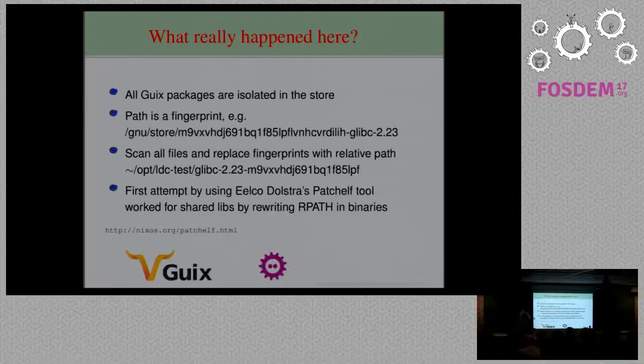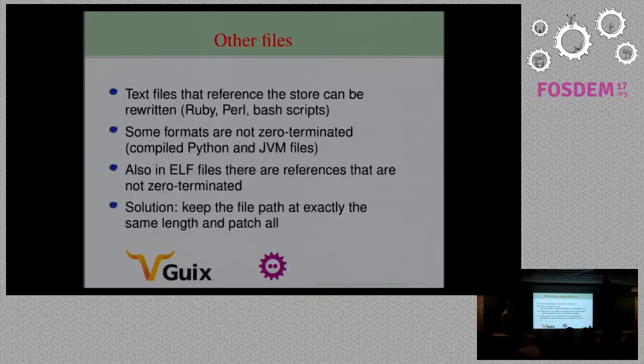And in textual files, like in Ruby and Perl, there's also these long file names, these fingerprints, which can also be replaced easily, of course. And unfortunately, when it comes to Python and JVM, it doesn't work that well, mostly because they're not zero terminated. And without knowing the internal file format description, you cannot just expand these files.